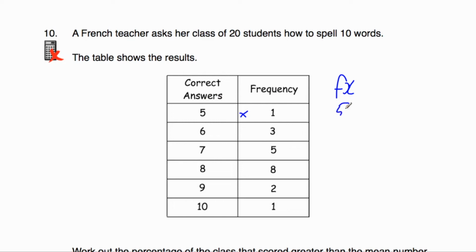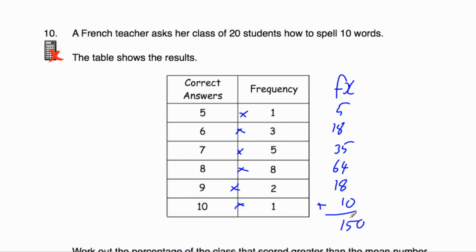So 1 times 5 is 5 correct spellings, 3 times 6 is another 18 correct spellings, 5 times 7 will be another 35 correct spellings, 8 times 8 is 64, 2 times 9 is equal to 18, and 1 times 10 will be equal to 10. So if we add up the fx column, that would tell us the total number of correct spellings by her class. So 5 plus 18 plus 35 plus 64 plus 18 plus 10 is equal to 150. So altogether there were 150 correct spellings in the class.